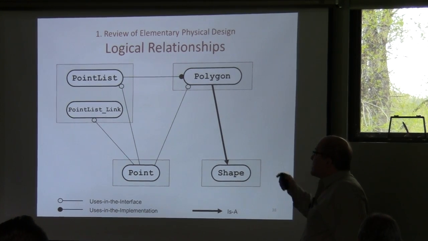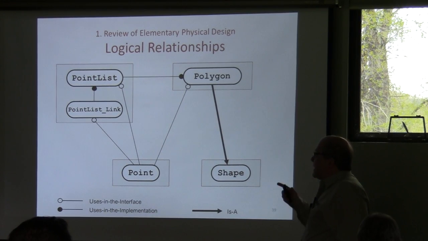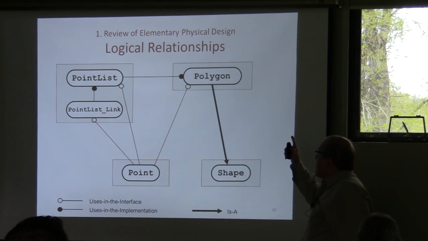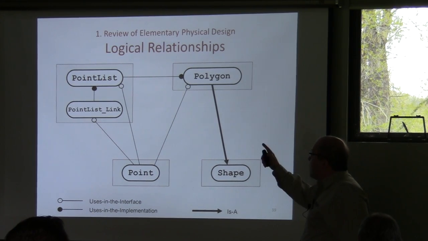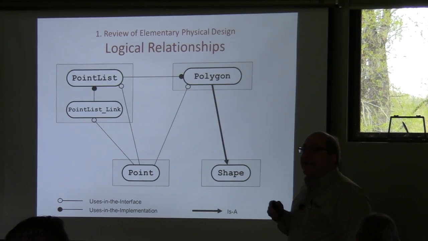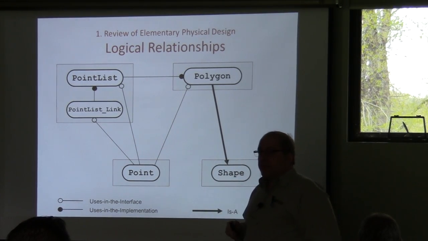Now, notice point list uses point list link somehow. So we say that as well. There's a difference. The polygon uses point list and it spans component boundaries, whereas the point list uses point list link and it doesn't span component boundaries. I see a question in the back.